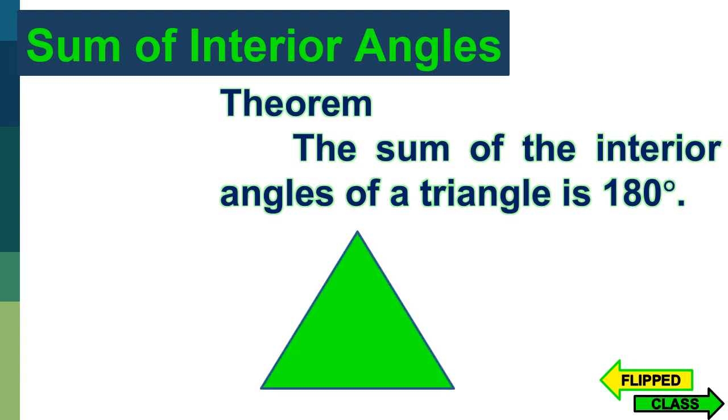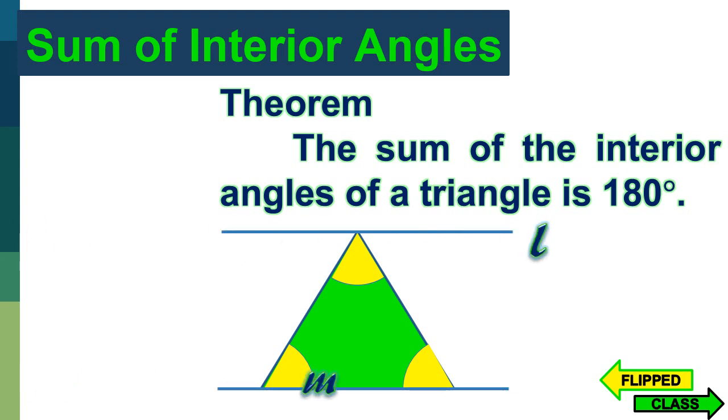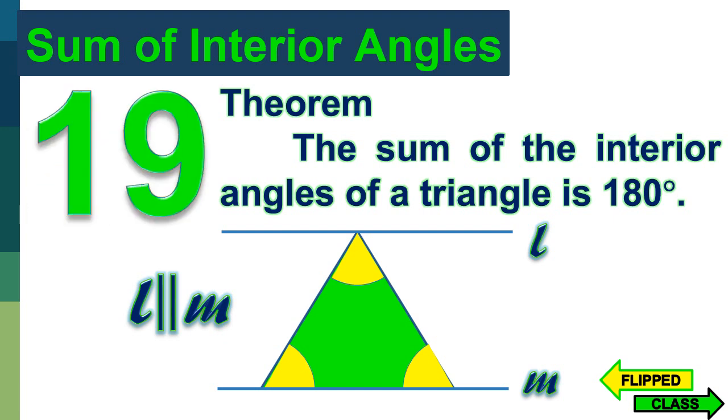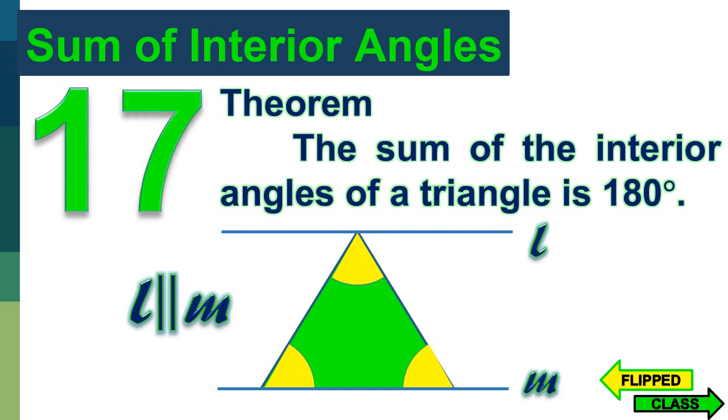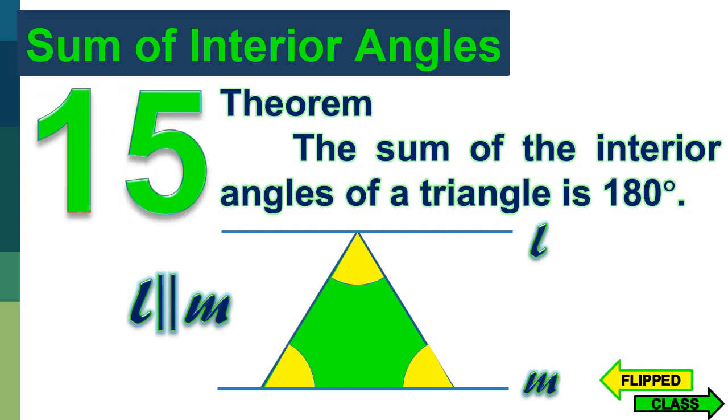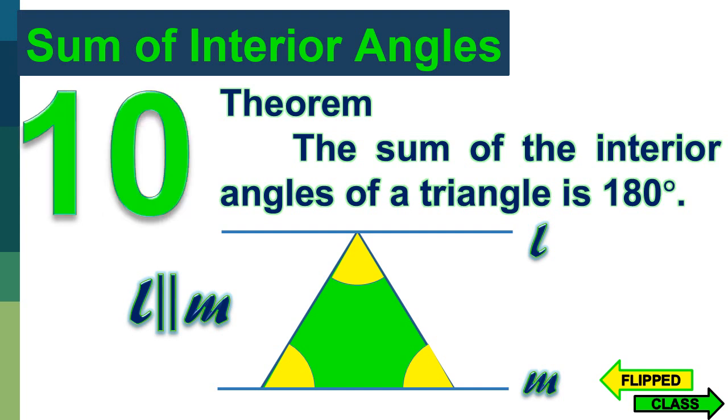We need to show that this triangle here with these three yellow colored interior angles must sum up to 180 degrees. Let's use these two simple lines, line L and line M, and let us say that they are parallel to each other. Use the concepts we learned before, and I will give you 20 seconds to try to have the proof for this theorem. Take note, this is a theorem, and we need to prove this before we will accept this.